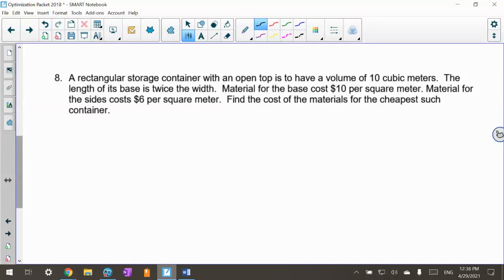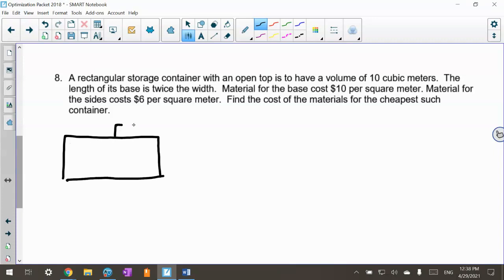Right, this problem we're going to do together is from my Calculus 1 class optimization review lab. I want to do a couple problems with you because I really like them and how they're set up. Here is a rectangular storage container with an open top that is to have a volume of 10 cubic meters. So rectangular is important. It's a rectangular storage container.